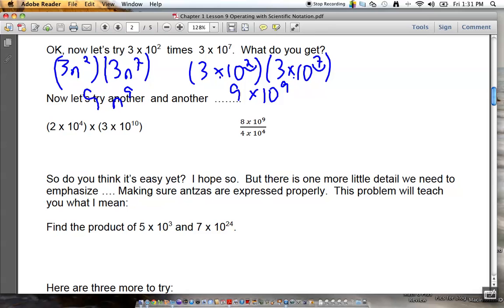It's almost the same exact question. The only difference is, in here, the base is n. Over here, the base is 10. With scientific notation, the base will always be 10. Try these two. Let's see what you get. Yeah, if you know the laws of exponents, you'll see that this is pretty doable.